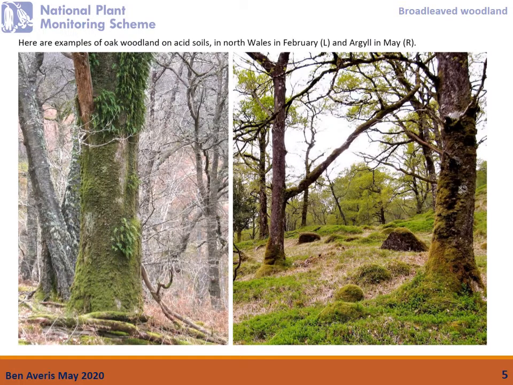And here we have a couple of pictures of oak woodland on reasonably well-drained acid soils. One in Wales on the left and one in Western Scotland on the right. The ground layer can be similarly heathy or grassy or mossy beneath the oak, just as much as beneath the birch.